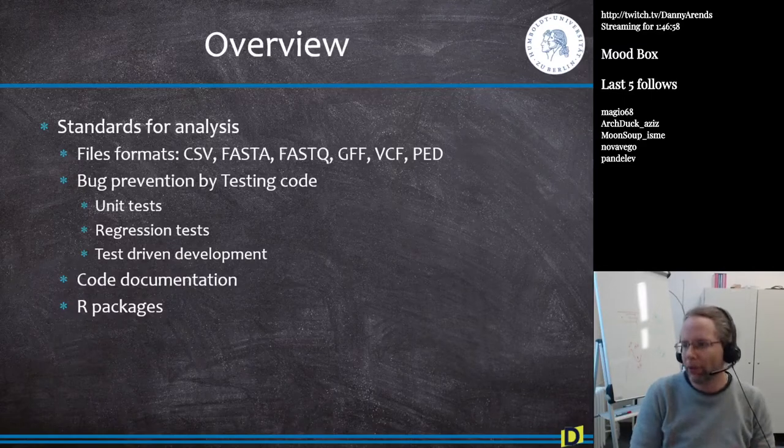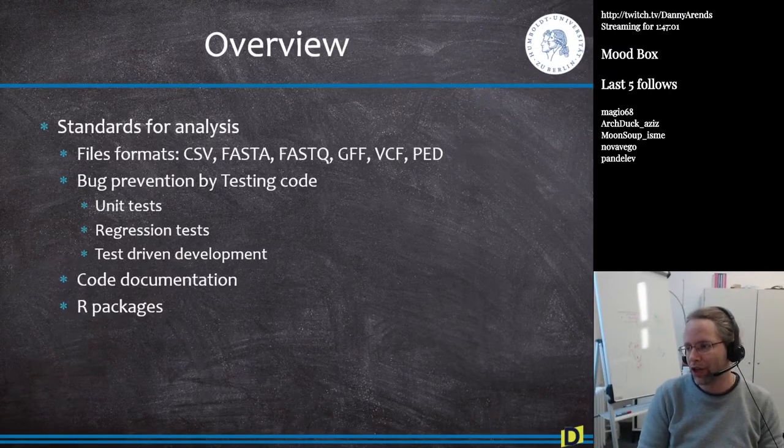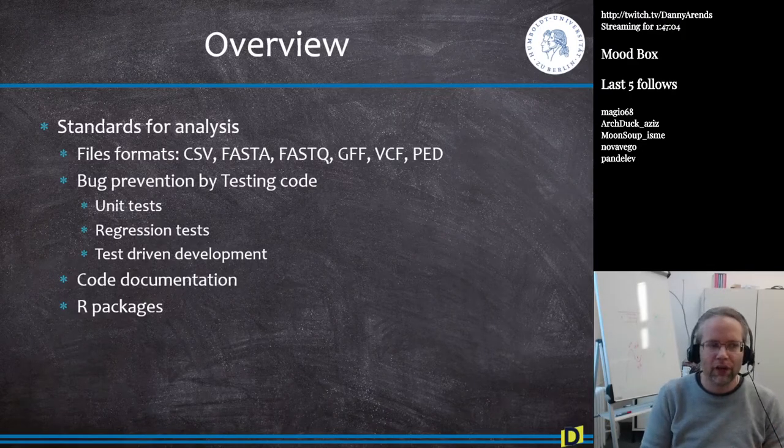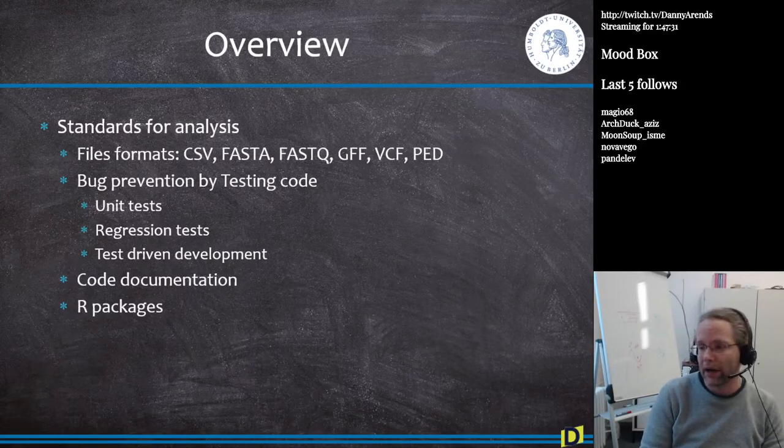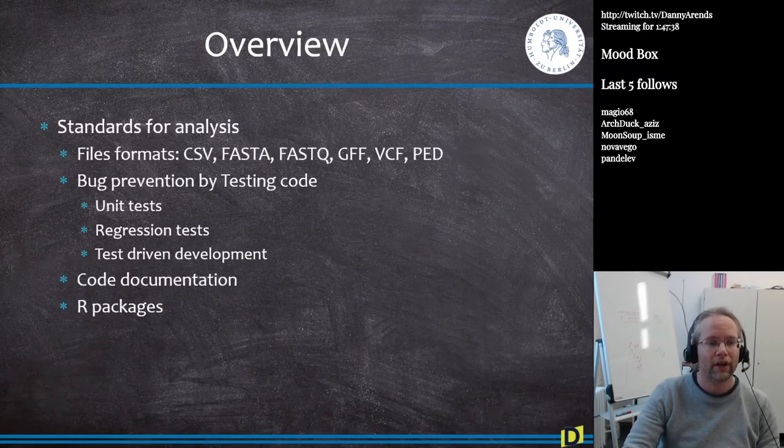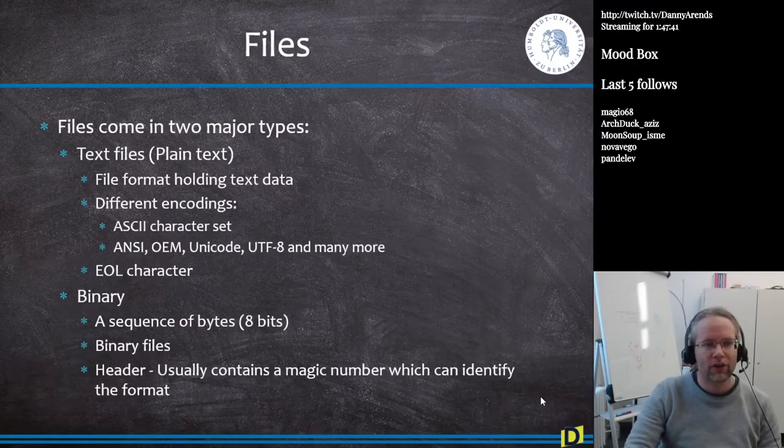Being here. Today we will be talking about standards for analysis, which I think is a very important part. So the things that I wanted to talk about are different file formats, which are very, very common in bioinformatics. We're not going to talk about all of them, but just the main ones that I encounter on a day-by-day basis. And for the rest, I wanted to talk about bug prevention by testing code, because testing code is really important, and it ties in nicely with the second hour that we are going to have, which is making your own R package. Because one of the advantages of using R packages is that R packages come with built-in testing. So with that out of the way, let's start with some file formats.